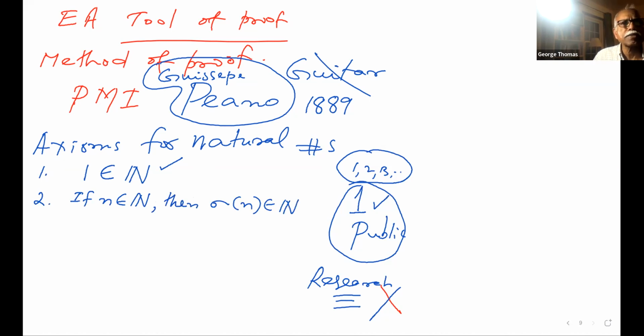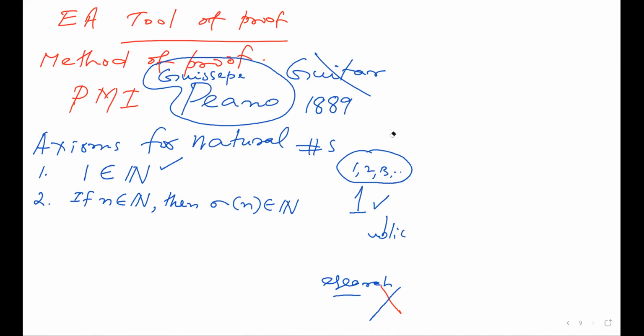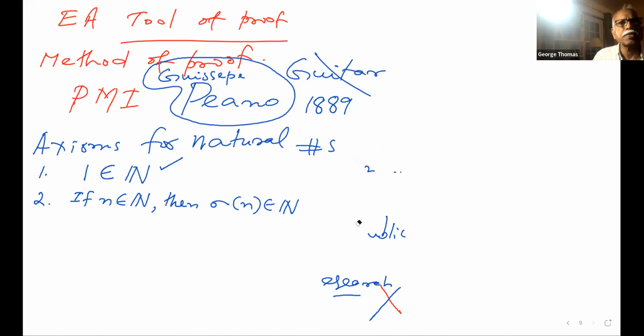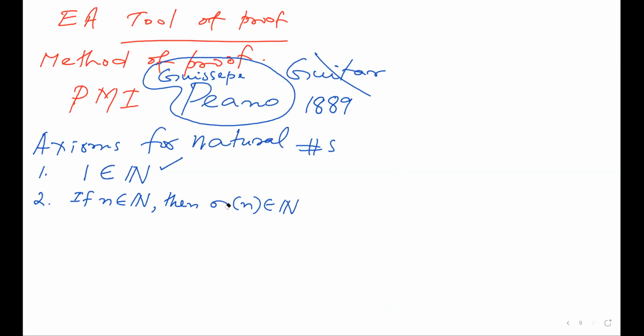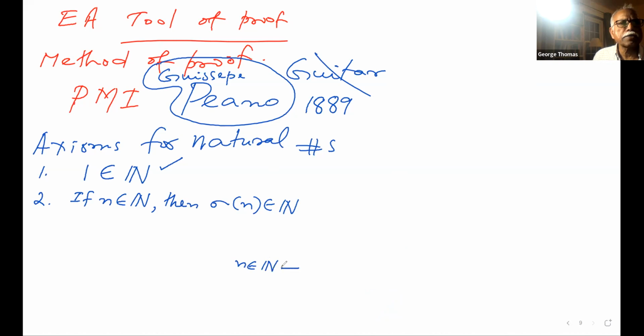I will explain that. Sir, can you explain the first and second? Sure, I will be explaining the second one. The first one doesn't need any proof. Usually they write, if n is contained in N, then n plus 1 is contained in N.